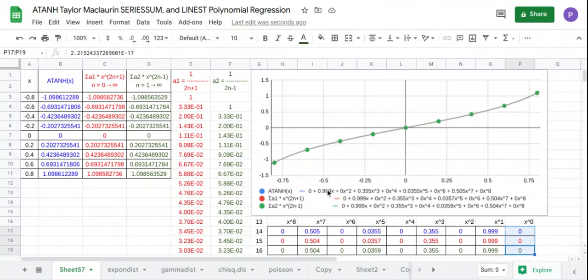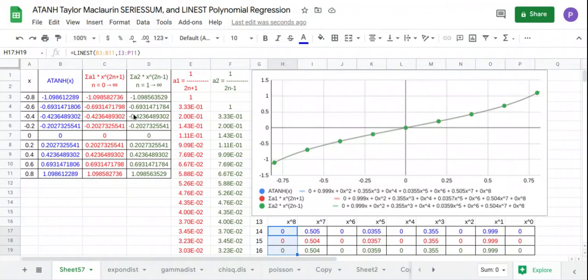Coefficient of x to the 0, 0. Coefficient of x, 0.999. Coefficient of x squared, 0. Coefficient of x cubed, 0.355. Coefficient of x to the 4th, 0. Coefficient of x to the 5th, 0.0355. Coefficient of x to the 6th, 0. Coefficient of x to the 7th, 0.0504. And coefficient of x to the 8th, 0.